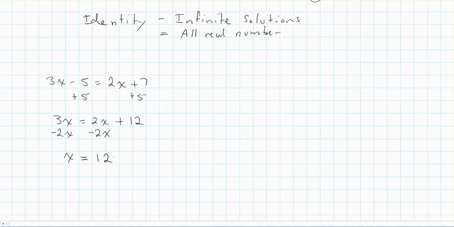So x equals 12. Now we have to decide: is this identity, conditional, or contradiction? If we think about the definitions again, when we have a specific value for our variable, in this case x is equal to 12, this is a conditional equation.